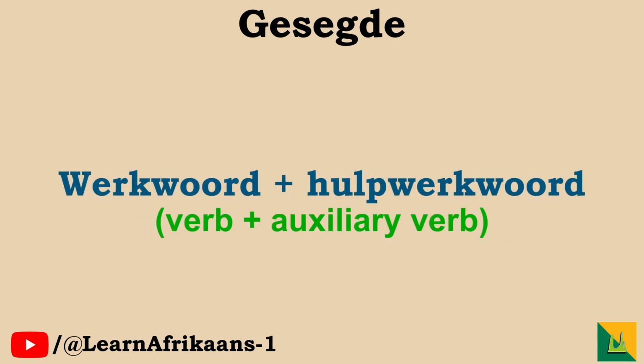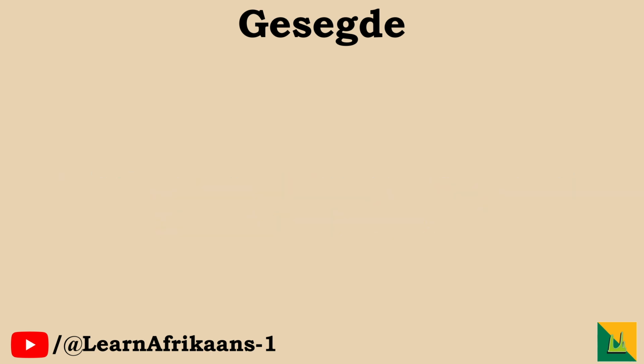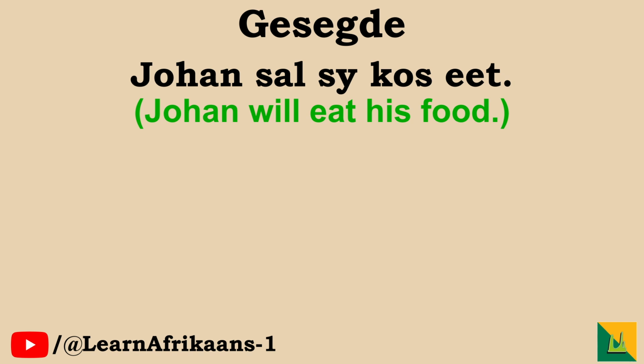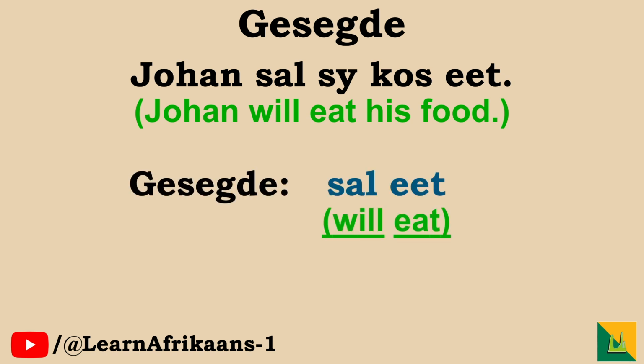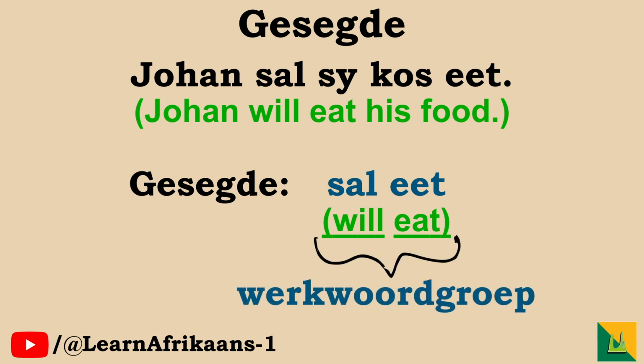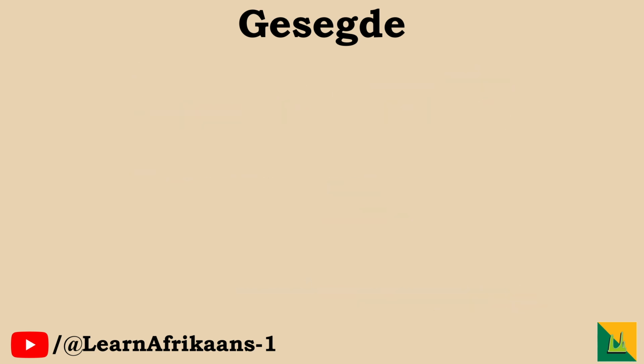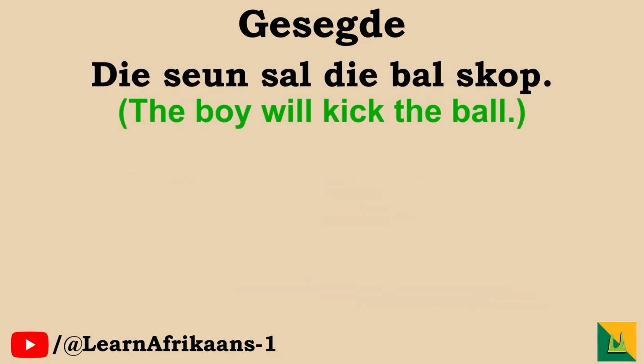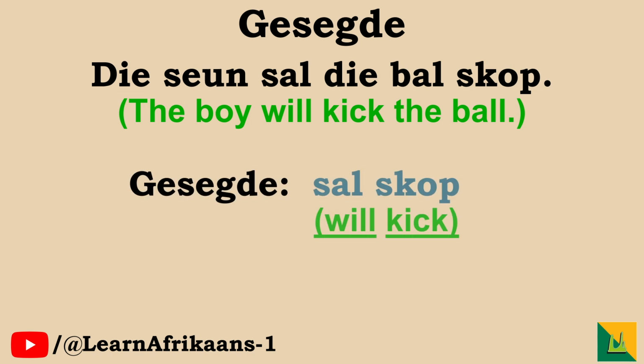Sometimes, a gesegde can consist of a werkwoord plus a hulpwerkwoord. A hulpwerkwoord is a word that needs to be added with a werkwoord. Look at the sentence. Johan sal sy kos eet. The gesegde is sal eet. This is why the gesegde can consist of a group of werkwoorde, a werkwoordgroep. Another example. Die seun sal die bal skop. Gesegde sal skop.